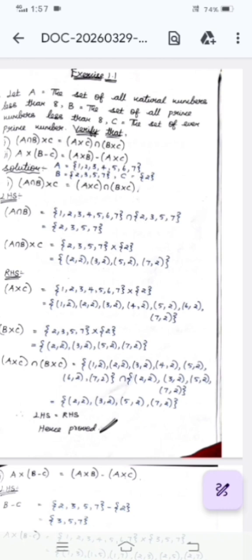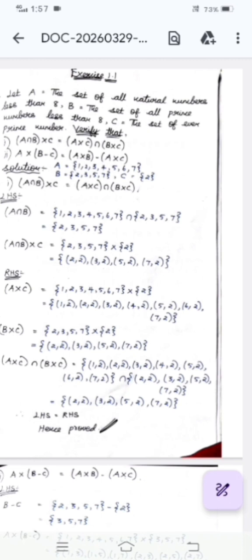Now let's find the RHS. In RHS also first we give the first preference to the bracket. So now let's find A cross C. Substitute the values of A and C, then find the cross product. We get (1,2), (2,2), (3,2), (4,2), (5,2), (6,2) and then (7,2).